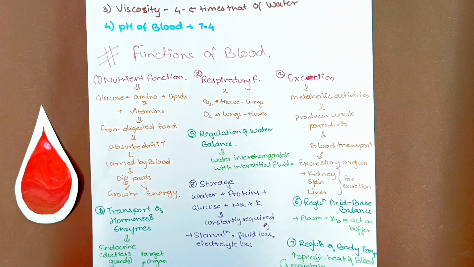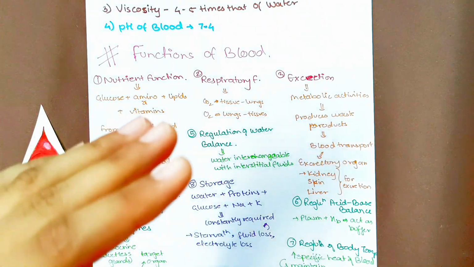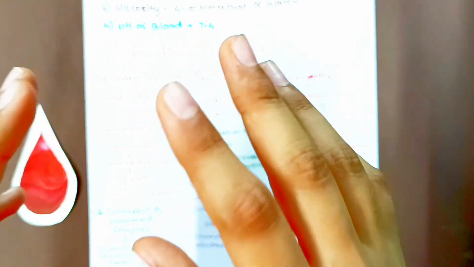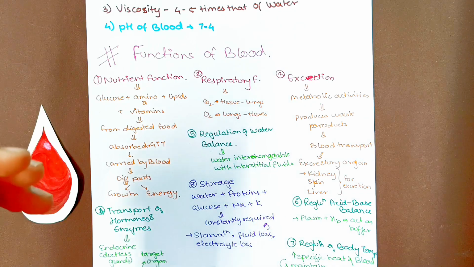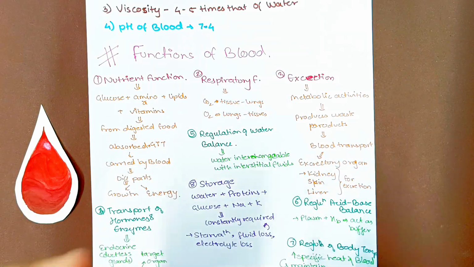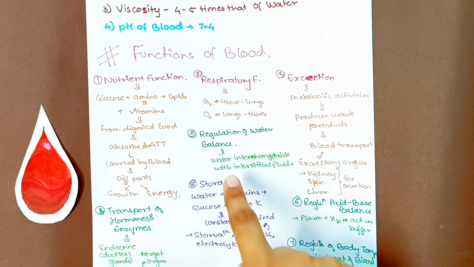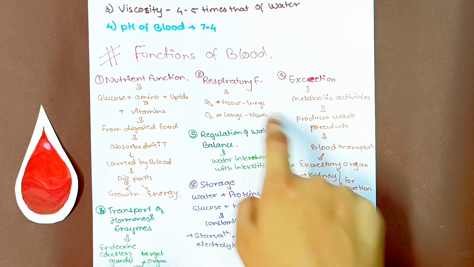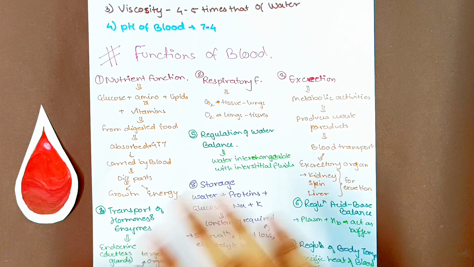Regulation of water balance. How is the blood regulating the water balance? The amount of water getting into an area, organ, or system is equal to the amount of water getting out of it. That's how it regulates the process. So water is interchangeable with the interstitial fluid. That's all we have in regulation of water balance.